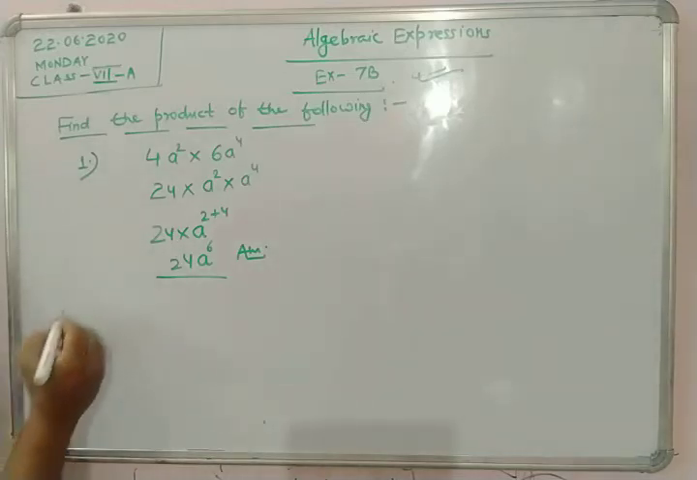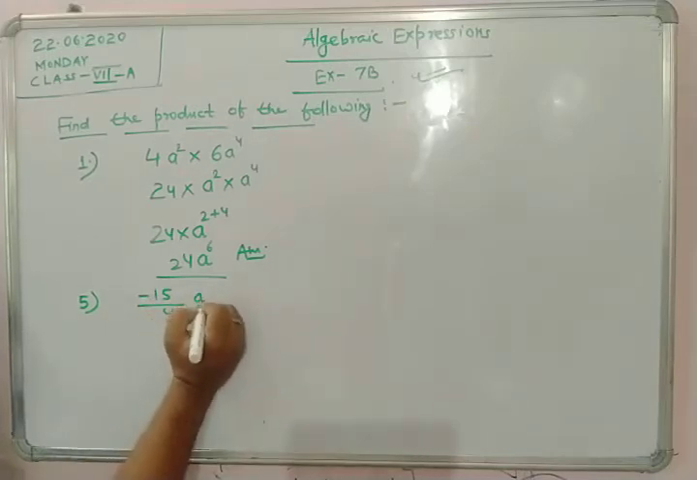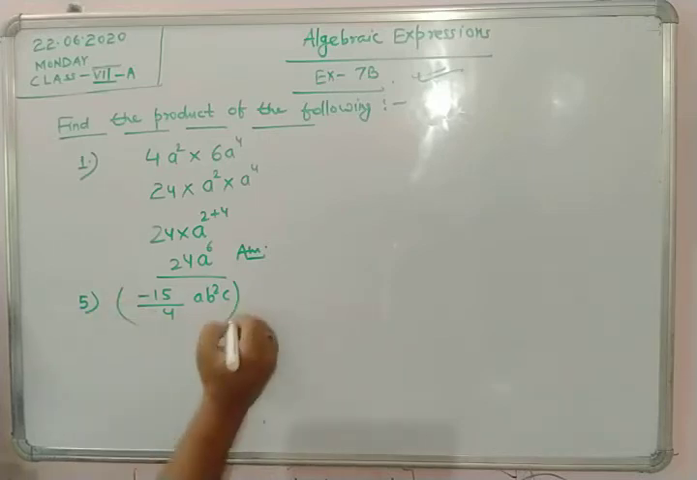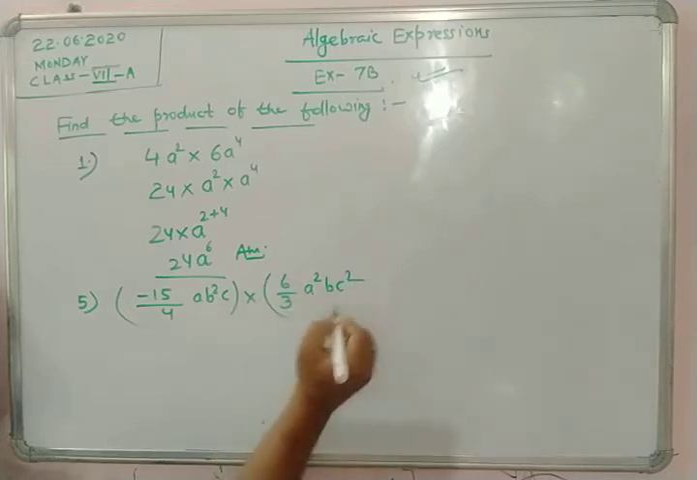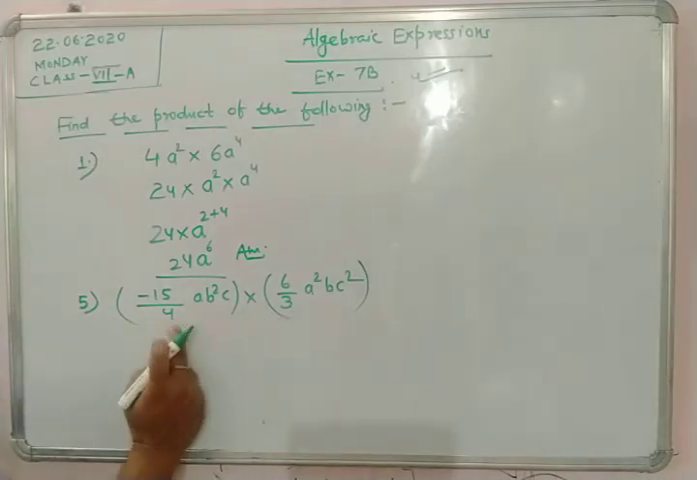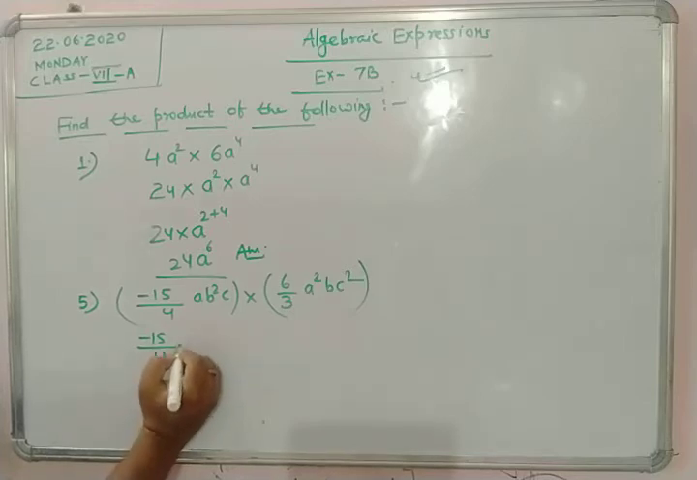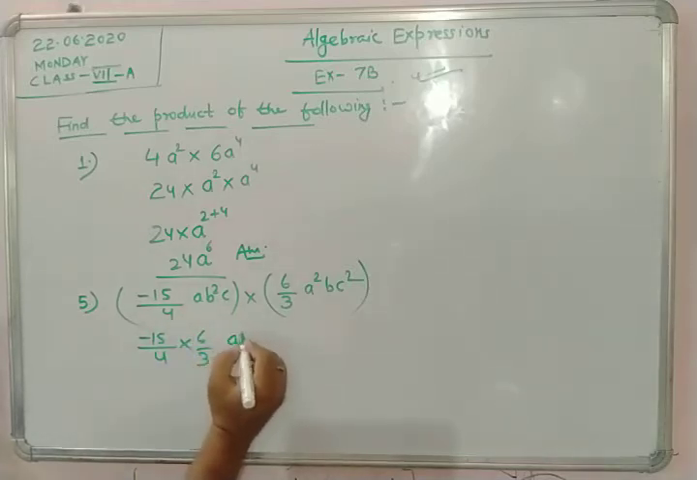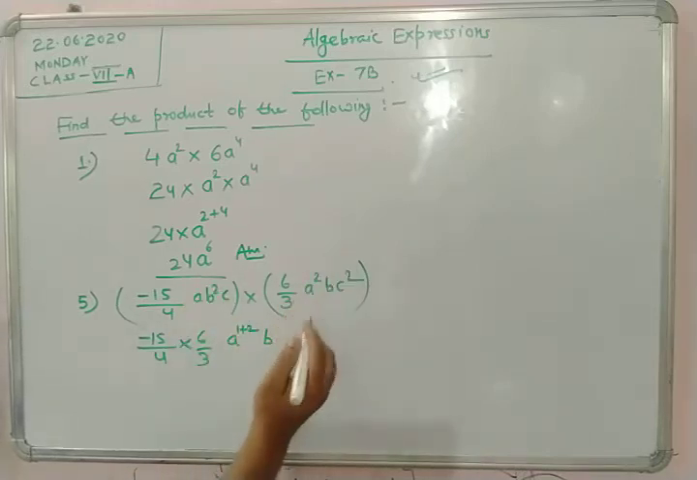Now let's take question number 5: minus 15 by 4 ab square c into 6 by 3 a square bc square. Whatever numbers are given, we write all at one side: minus 15 by 4 into 6 by 3. Then for a, it is 1 here and 2 here, so we write a to the power 1 plus 2. Then b square, and here b to the power 1.